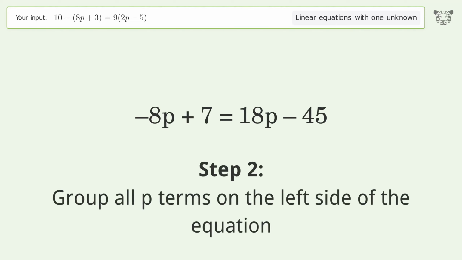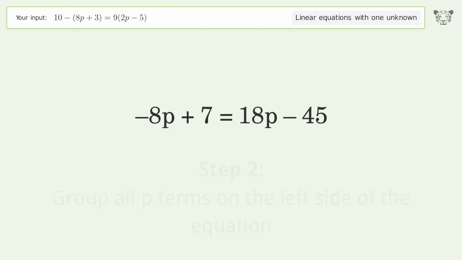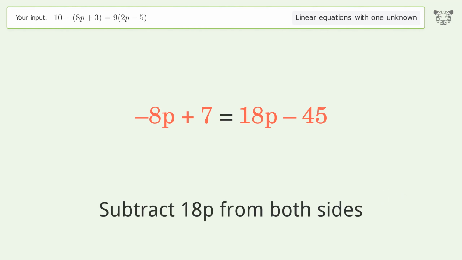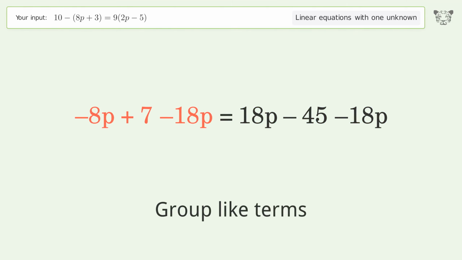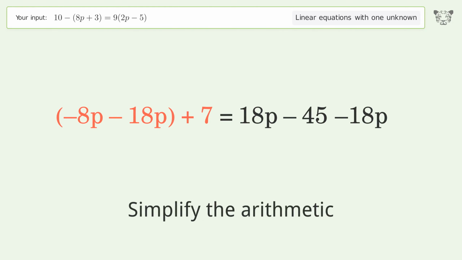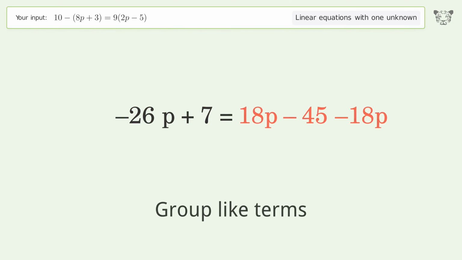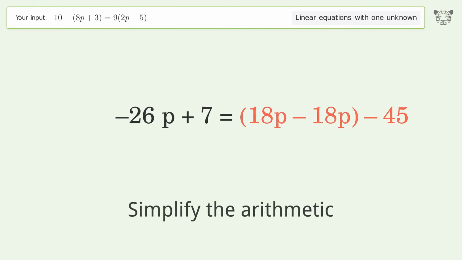Group all p terms on the left side of the equation. Subtract 18p from both sides. Group like terms. Simplify the arithmetic. Group like terms. Simplify the arithmetic.